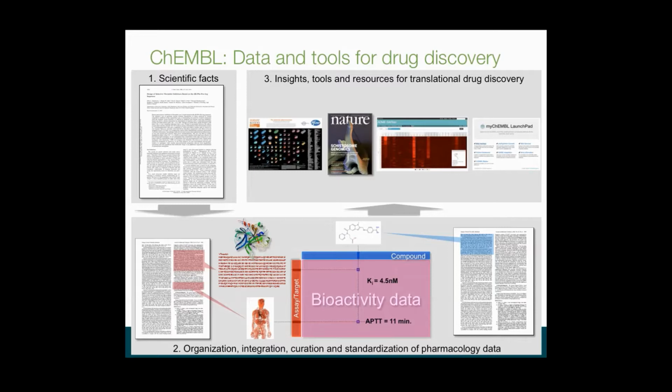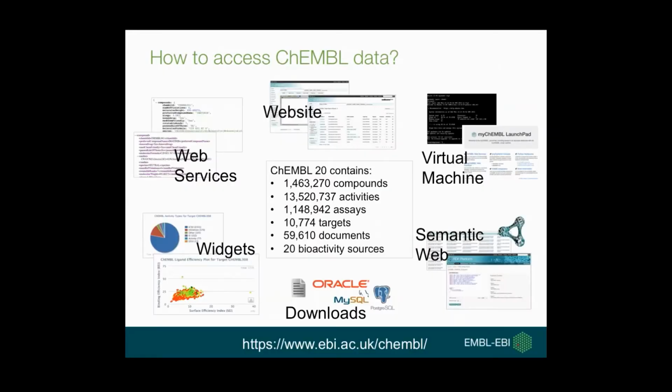So there are lots of ways to access the ChEMBL data, the structural activity relationship data, depending on the use case and the application. These different ways to access the data range from straightforward and intuitive website access, web services, semantic web technologies, database technologies, and finally the virtual machine. And today at this webinar, we would like to focus on the virtual machine called myChEMBL as a way to access the data in ChEMBL and much more.